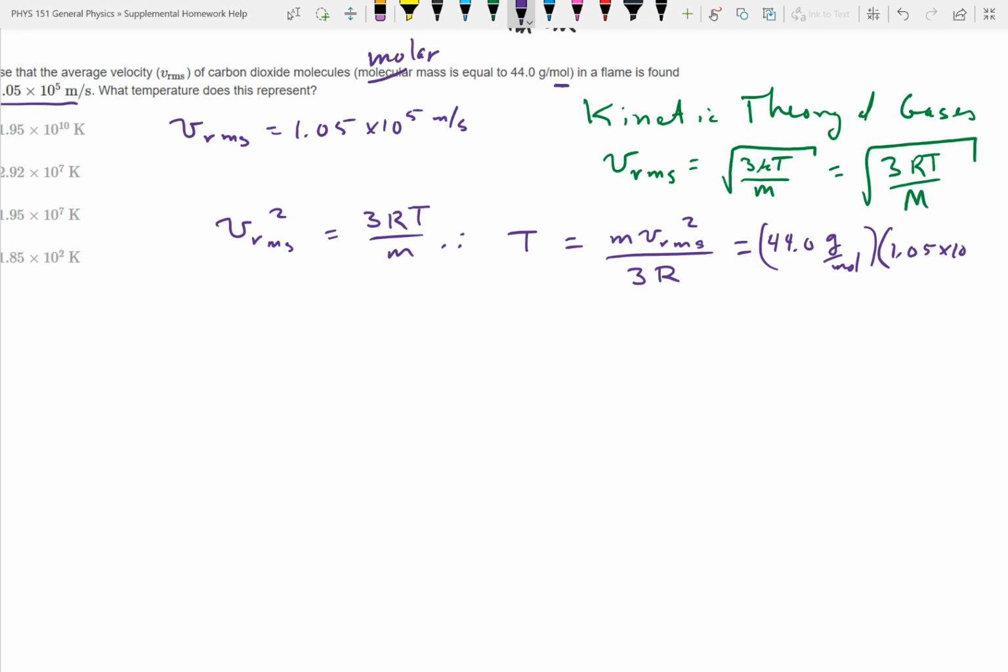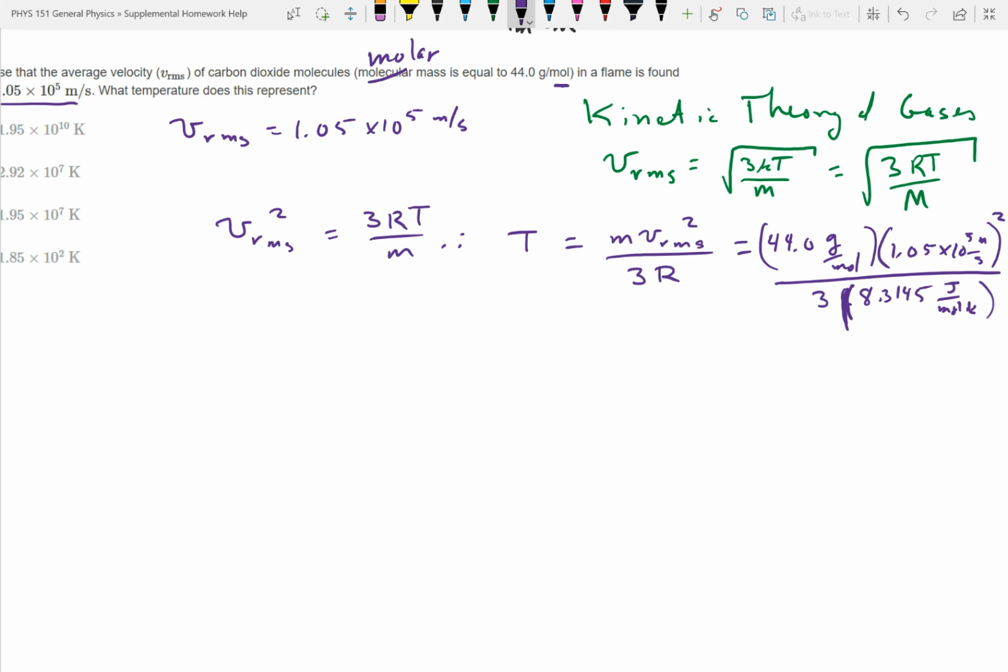Is that pi? Oh, no, sorry, wrong one. And what is the value for R? 8.3145. So the only difference between these equations is that one is for moles and one is for molecules. So Avogadro's number basically is the difference.